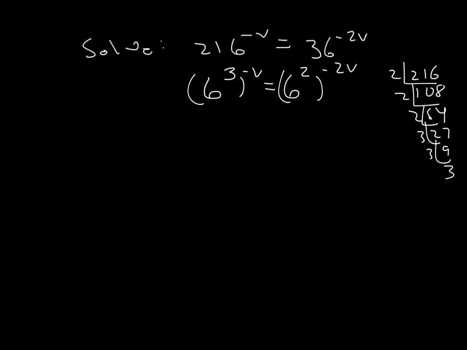But here comes kind of the tricky move. Whenever we have something to a power and then to a power, we can just combine this together to be one thing. Same thing over here. So I'm going to do that right now. It's going to be 6 to the negative 3v equals 6 to the negative 4v.